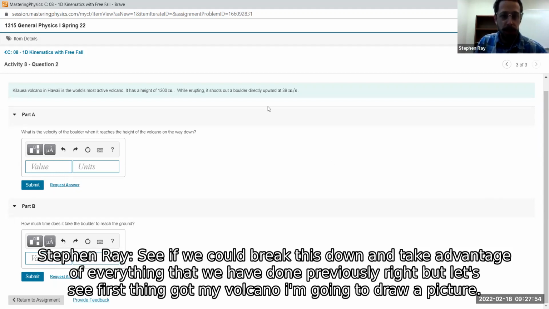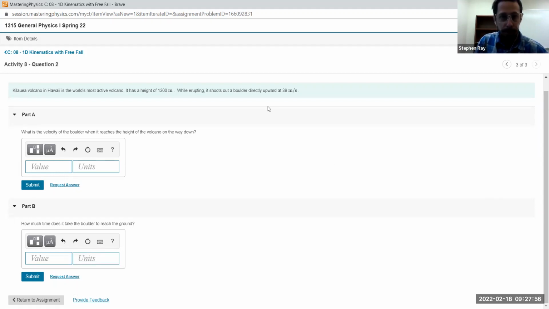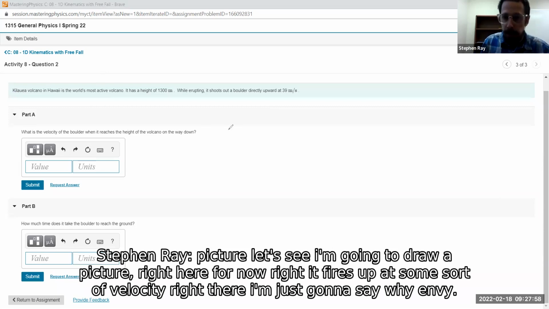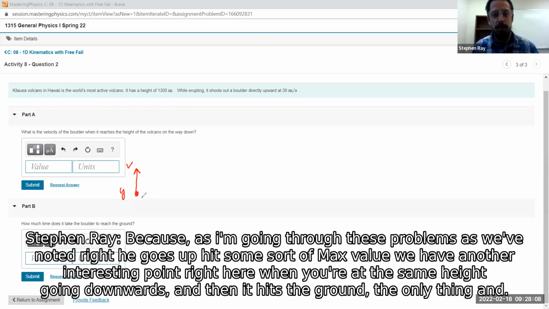First thing, I've got my volcano, and I'm going to draw my picture right here. It fires up at some sort of velocity. I'm just going to say y and v, because as we've noted, it goes up, hits some max value, then we have another interesting point at the same height going downwards, and then it hits the ground.